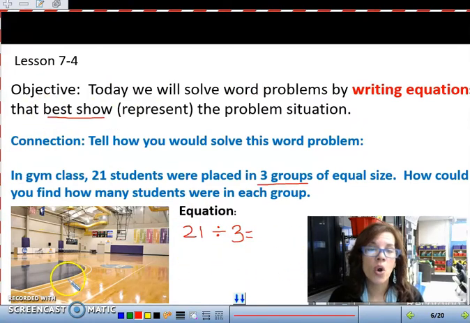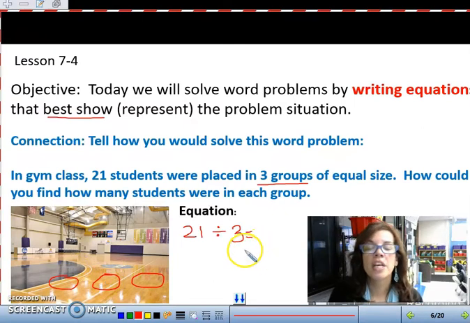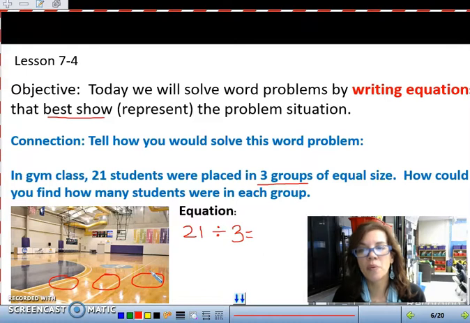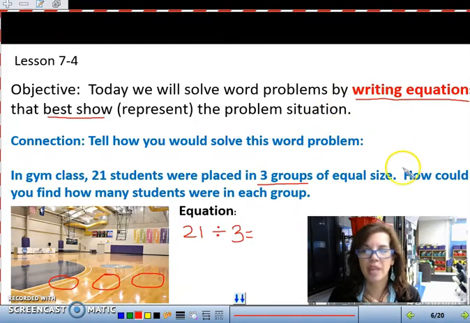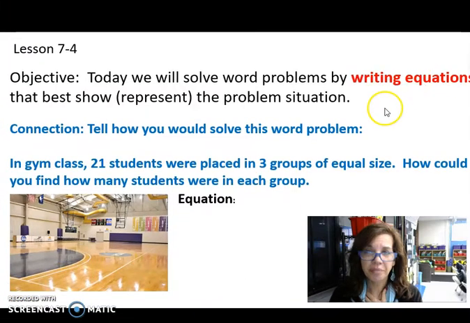So Coach Stefano would have 3 groups, and then she would actually have those people standing in those groups. How many people would be in each group? So you would use your multiplication table. You would use the sharing 1 for 1 for 1 for 1 strategy if that works for you, or repeated subtraction. Either way, you would find out what would be the best way to do this. So today our focus is I just want you thinking about writing the equation that best shows that problem. Let's look at another one.